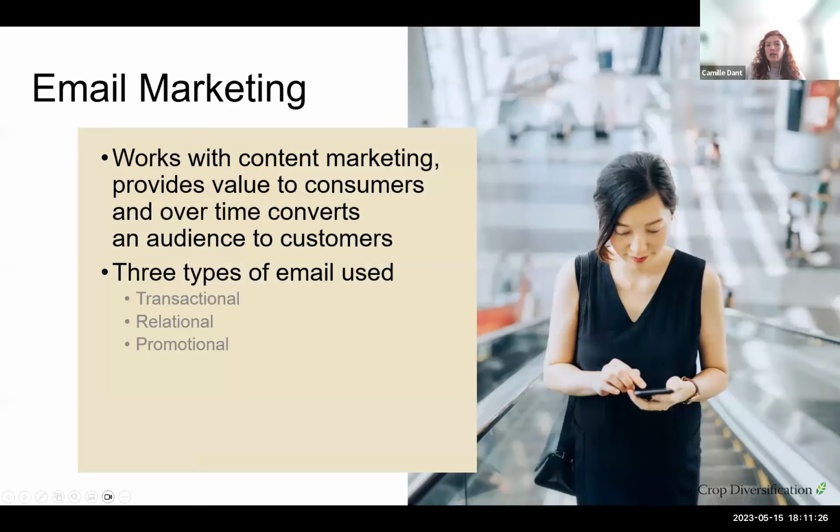So email marketing works with content marketing because you are making content when you send emails, and this provides value to consumers and over time can convert your audience to customers. There are 3 types of email used: transactional, relational, and promotional. Transactional emails are sent in response to an action that a customer has taken with your brand. They include order confirmations, receipts, coupon codes, shipping confirmations, password reminders, stuff like that.